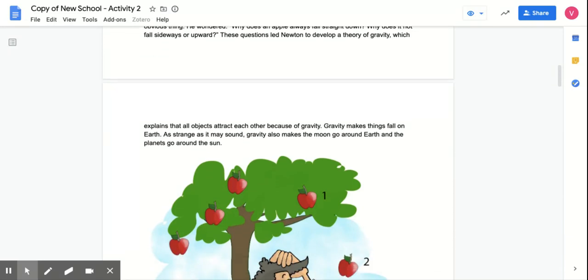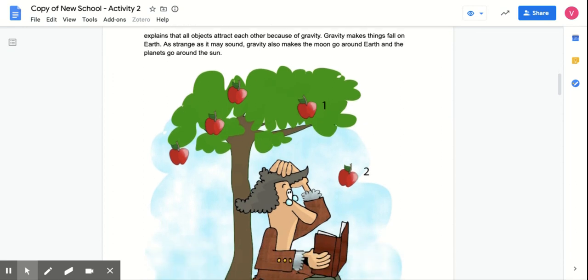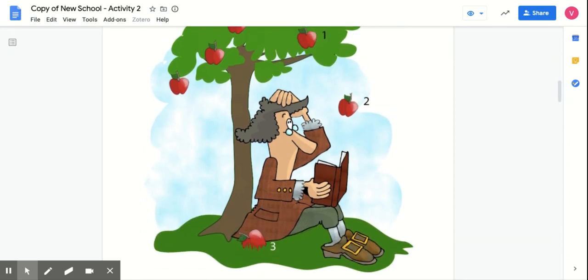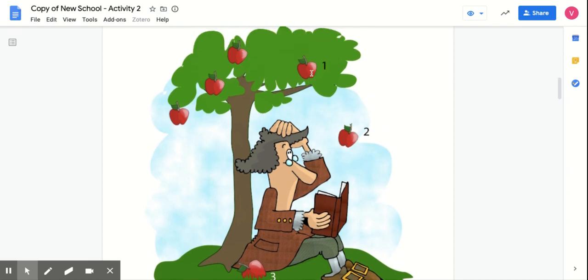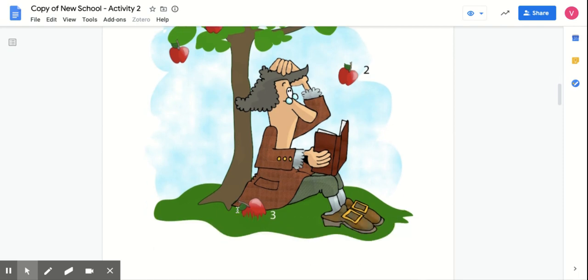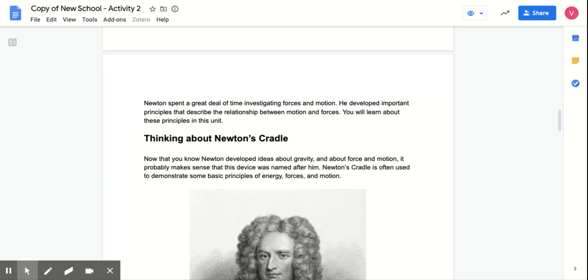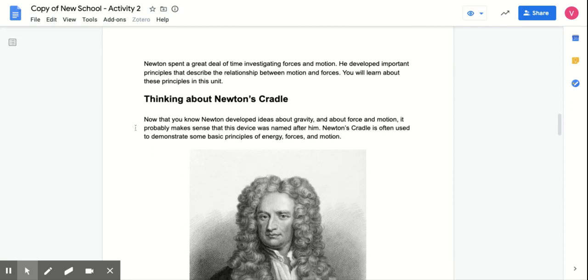These questions led Newton to develop a theory of gravity, which explains that all objects attract each other because of gravity. Gravity makes things fall on Earth. As strange as it may sound, gravity also makes the moon go around the Earth and the planets go around the sun. So we have a picture here. You can see this is Newton, and there's the apple tree. At number 1, I'm putting my cursor on it, we have the apple. 2, you see it falling. 3, it's hitting the ground. So this is what really puzzled him. Newton spent a great deal of time investigating forces in motion. He developed important principles that describe the relationship between motion and forces. You'll learn about these principles in this unit.